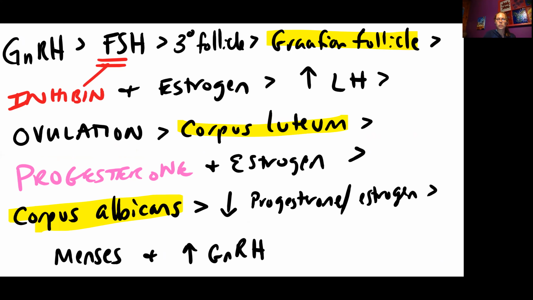With the release of the progesterone and estrogen, we've maintained the uterine lining, but if we do not get implantation, the corpus luteum becomes called the corpus albicans, decreasing the production of those hormones, resulting in menses and an increase in gonadotropin releasing hormone, starting the cycle back again.